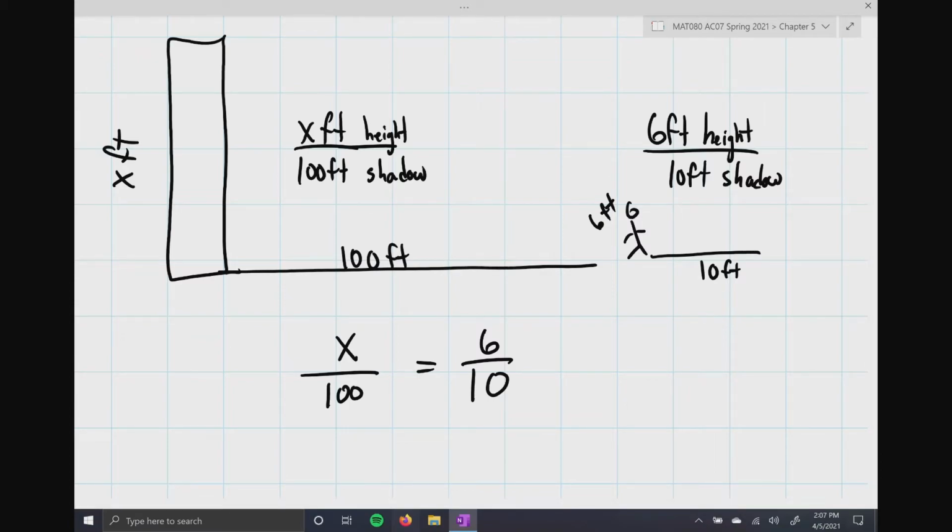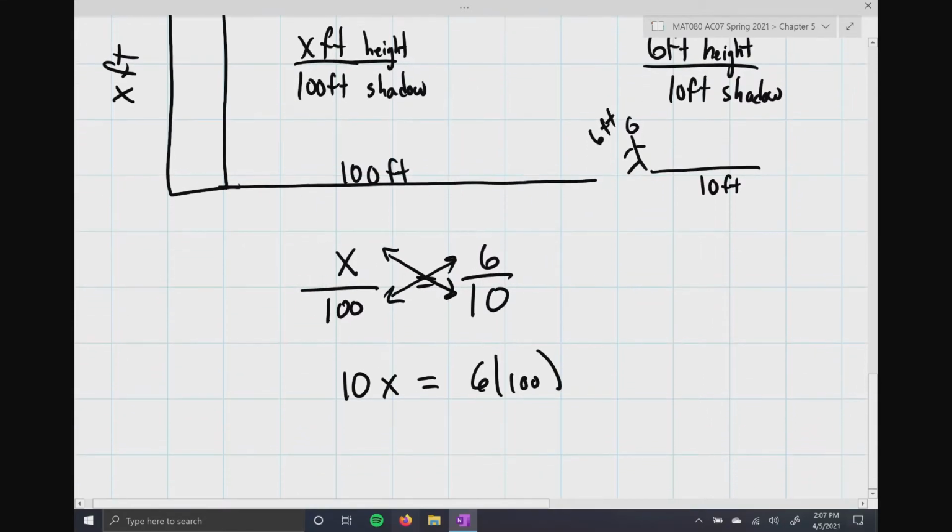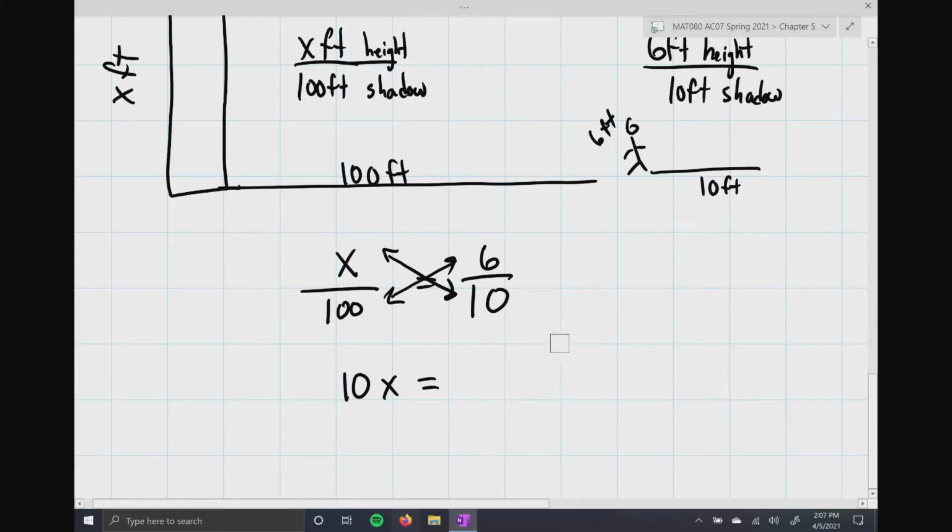All right. So if you wanted to, you could cross multiply. If you wanted to, that's 6 over 10. You can reduce that. I'm going to do it both ways. Let's just cross multiply first. So I get 10x equals 6 times 100. I always write it out first. That will make so much more sense when you are in MAT080. For now, just write it. So now I get 10x equals 600.